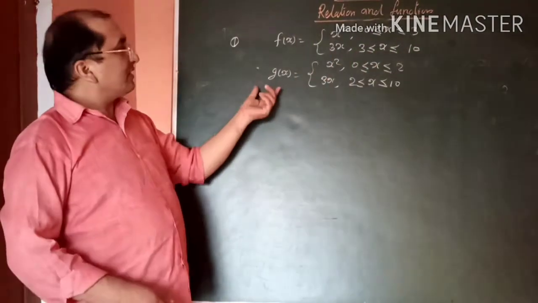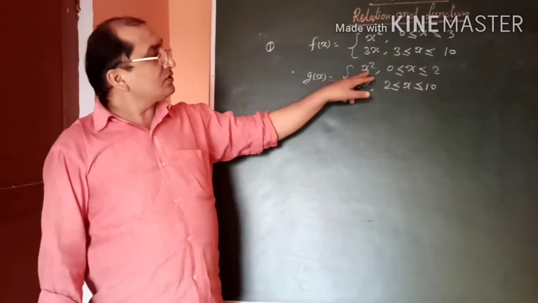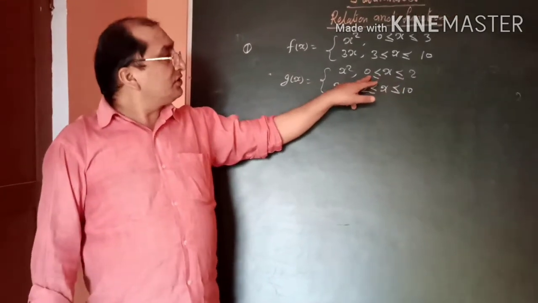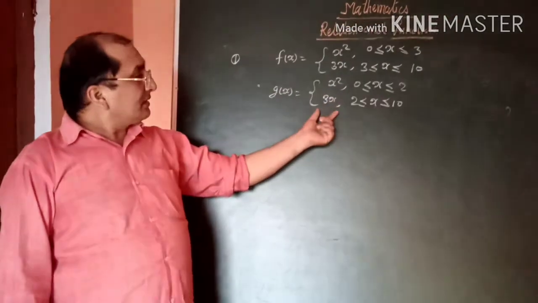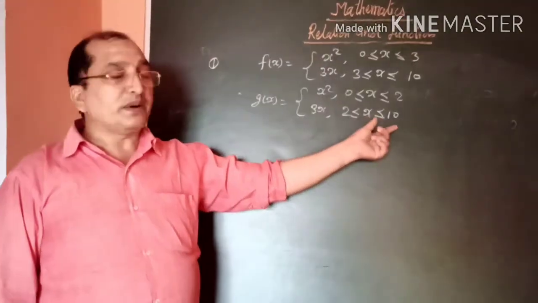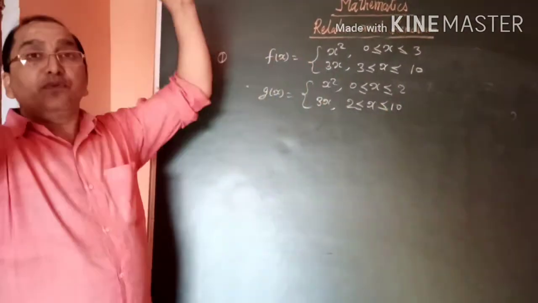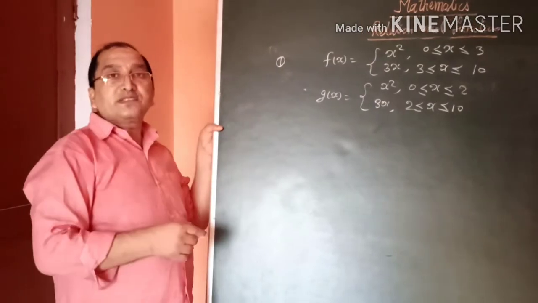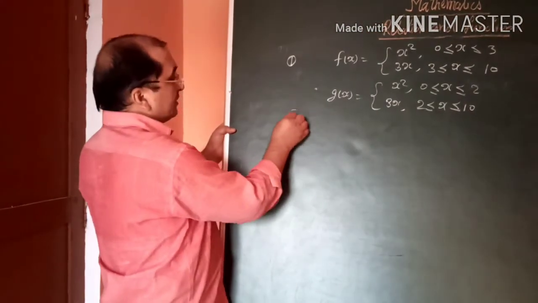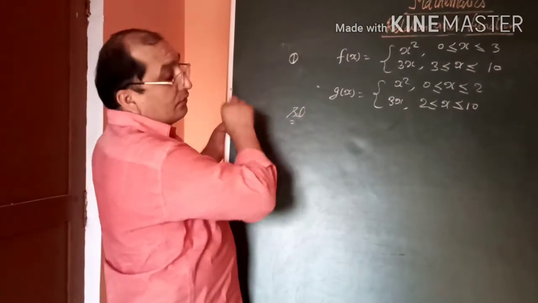One function. And the second function g(x) is defined as x square if x is lying between 0 to 2, and 3x if x is greater than or equal to 2 but less than or equal to 10. And we have to prove that f(x) is a function but g(x) is not a function. So, the solution. How can we find these things?